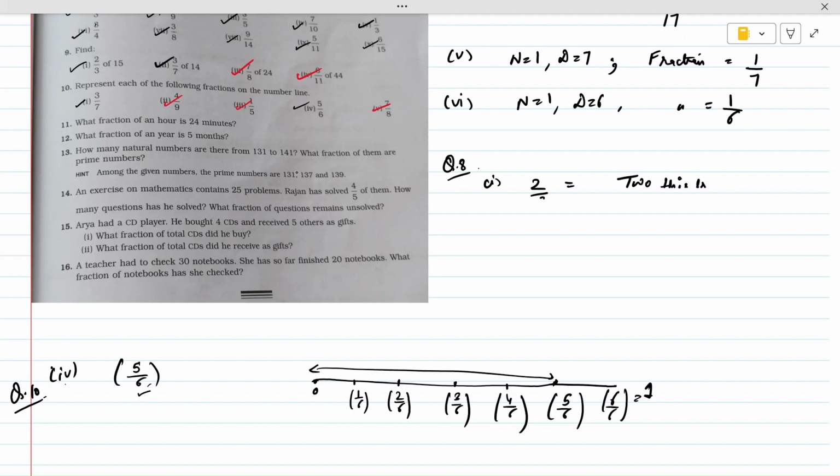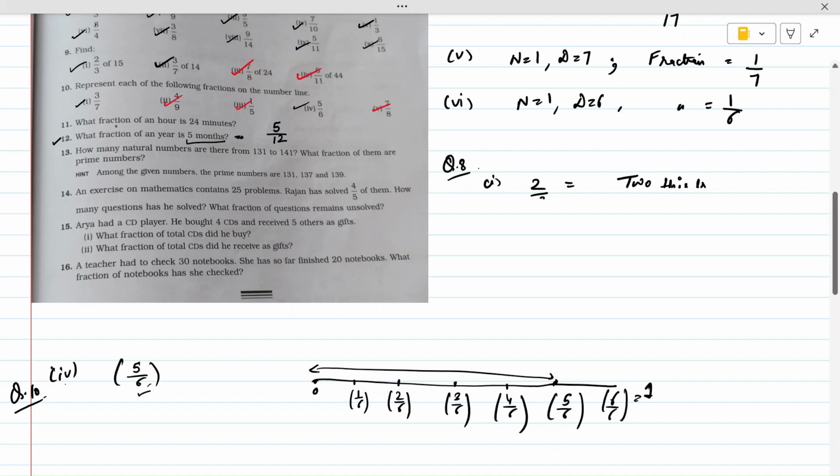Question number 12. What fraction of a year is 5 months? So kids, we know, I'm doing question number 12. What fraction of a year is 5 months? We know that the total number of months is 12. So for 5 months, we consider them of equal length, right? So we have 12 months, and if we have to represent 5 months as a fraction of 12, it will be 5 by 12.